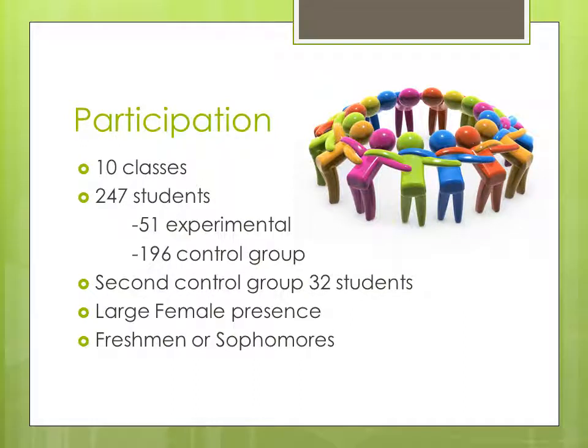As for participation in this study, there were 10 introductory level classes with a total of 247 students. 51 of these were placed in experimental groups by volunteering, and the remaining 196 were placed in the control group. A second control group of 32 students was added to account for any potential biases in the study. The majority of the participants were female, and all students were at the freshman or sophomore level.